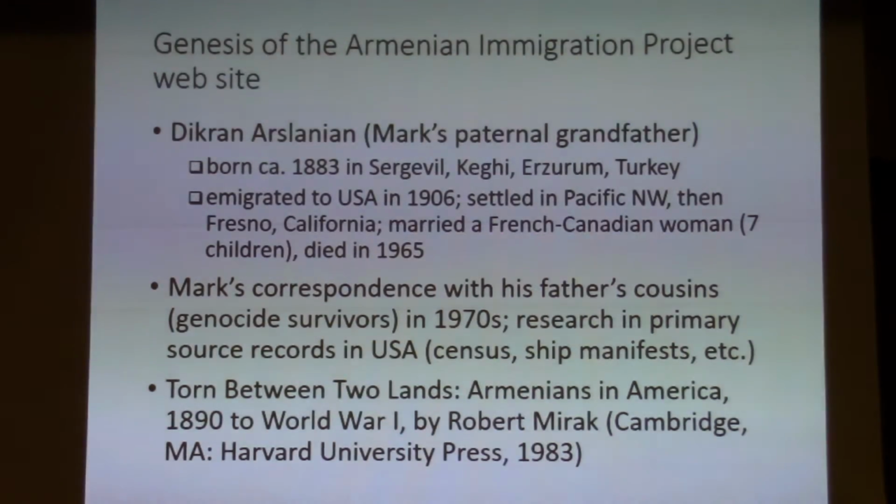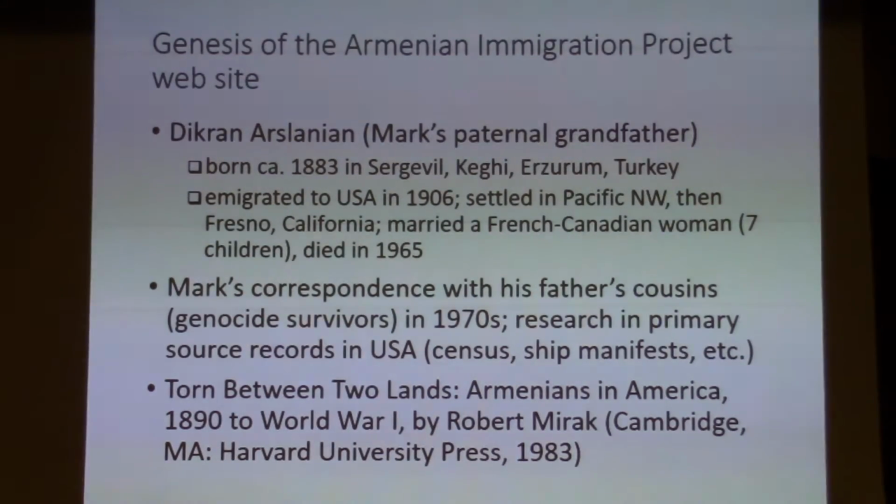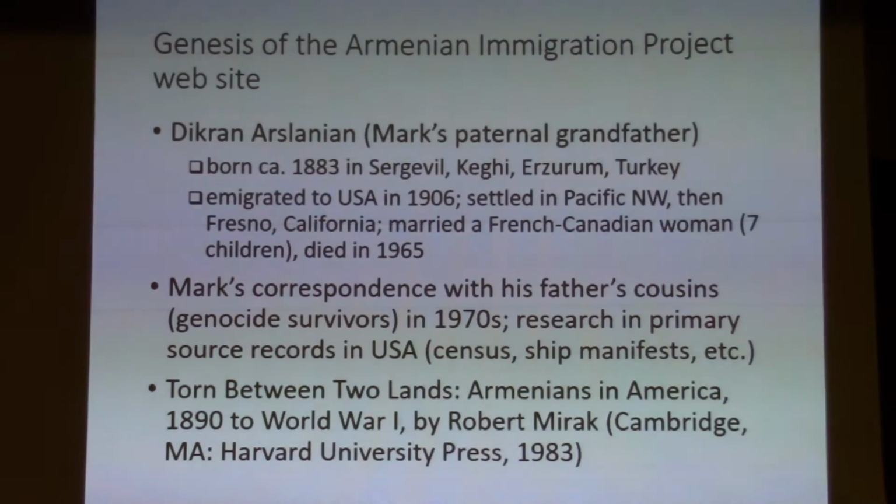Yeah. And he married a French-Canadian woman in Yakima, Washington in 1918. They had 7 kids. Eventually, by about 1932, they made it to Fresno, California, and that's where they remained for many years. My dad was half Armenian, married a woman who was English and German ancestry. So anyway, that's how I got started.